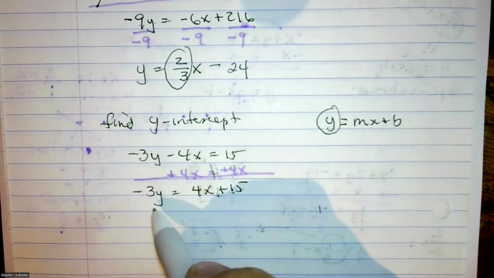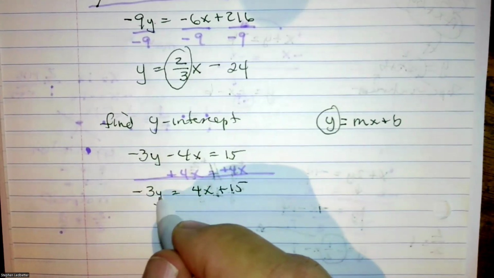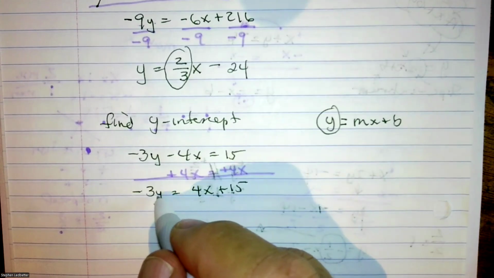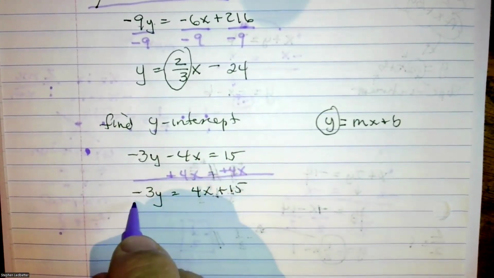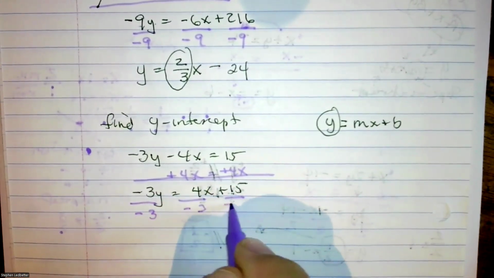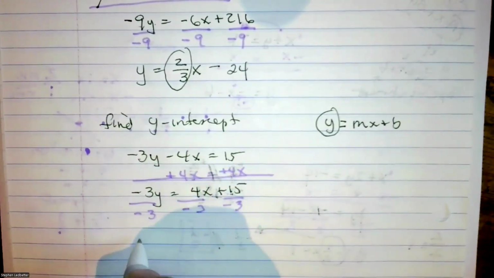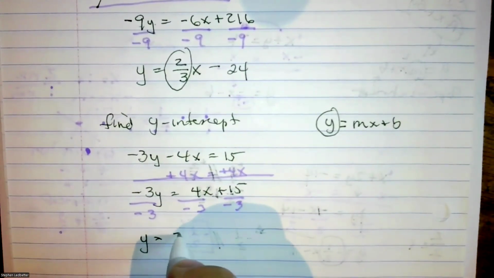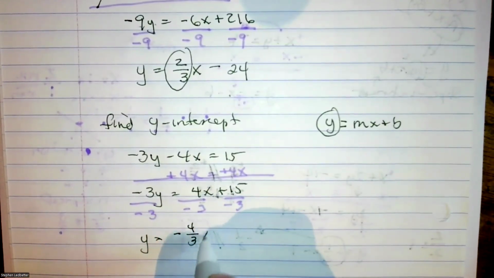All right. And then notice how I did that. The 4x is here. That's a positive 15. Now, what's my variable? It's y. What's being done to y? It's being multiplied by negative 3. So the opposite of multiply by negative 3 is divide everything by negative 3. So y equals a negative. Notice it's a negative. So it's 4/3. So we'll say 4/3 x.